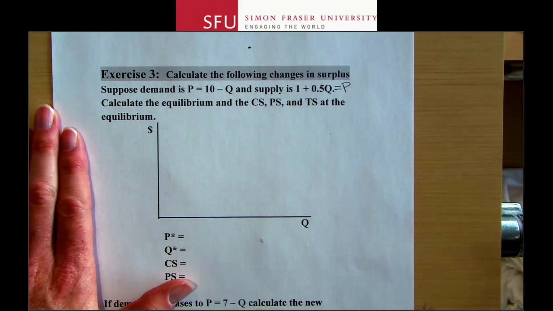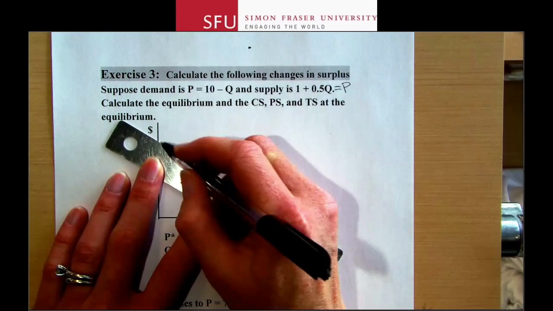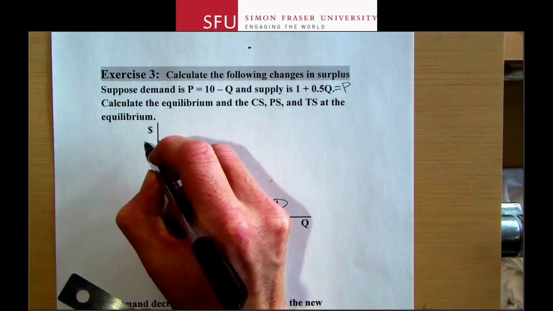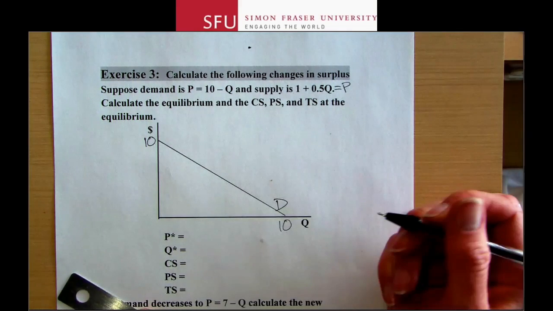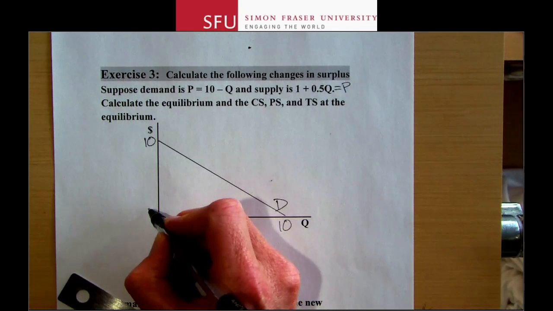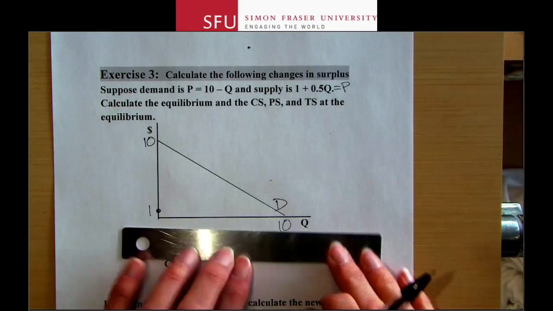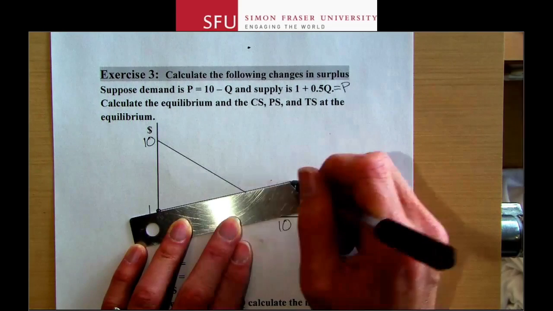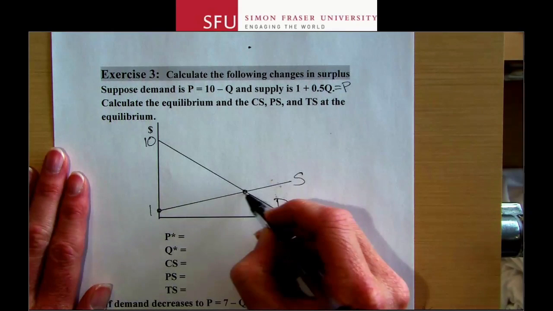Okay, so we'll start with the graph. So demand, P equals 10 minus Q. So that will go from 10 to 10. Supply equals 1 plus 0.5 Q, so it's a bit flatter. And we'll calculate that equilibrium.